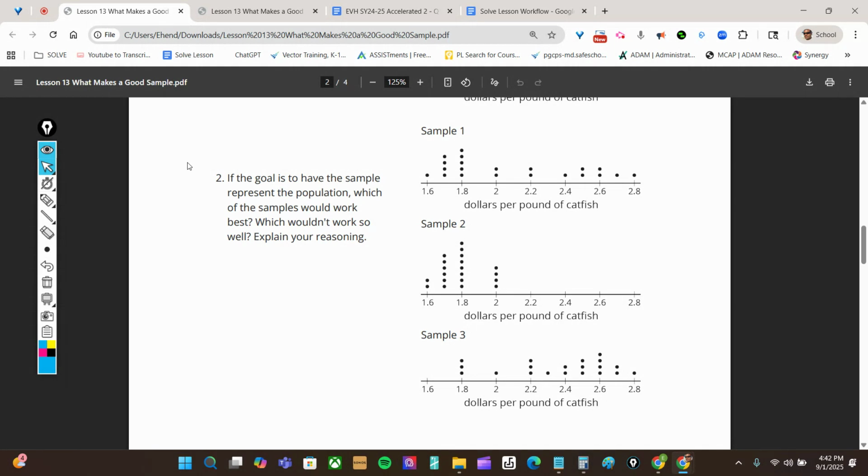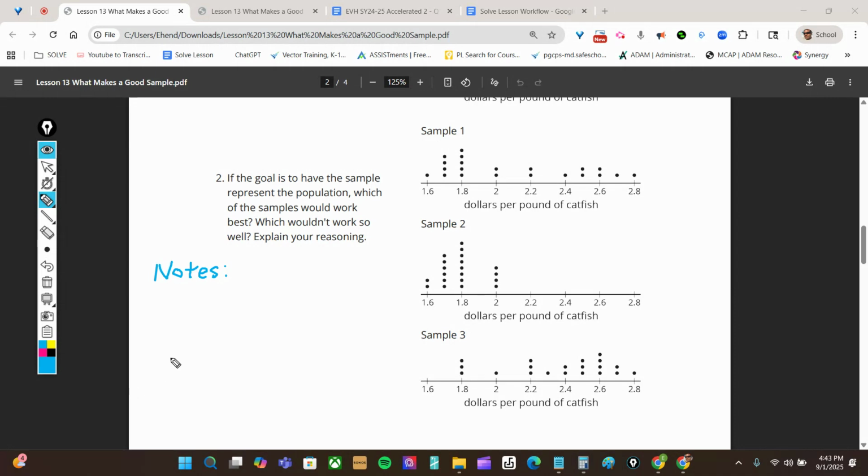All right, so in this section, I'm going to give you some notes and then you can put it into your own words in your workbook. All right, so what you're looking for, a good sample has the same shape, center, and spread as the whole population. Okay, so basically, the sample should represent or look like the population.